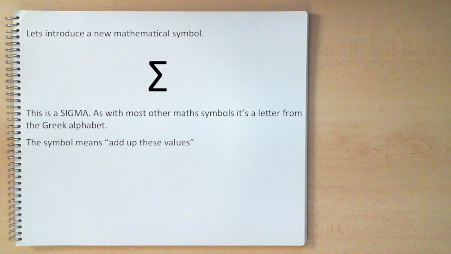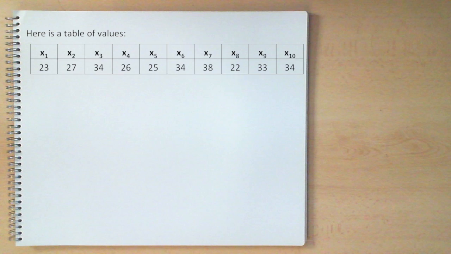It's often referred to as the summation formula, and that's how most spreadsheets use it, as an icon on the button that enables you to put the sum formula into a column or a cell. Let's have a look at how we actually use it. So here we've got a table of values. We've got 10 values here, and we've labelled them x1, x2, x3 and so on all the way up to x10.